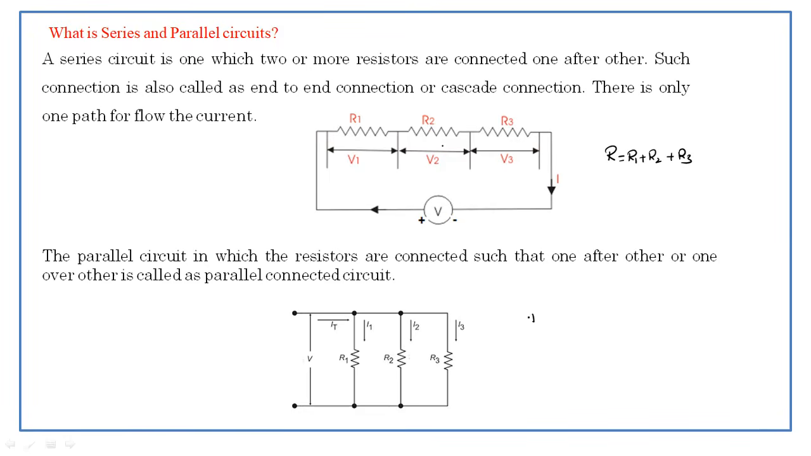According to the parallel circuit, the formula for the resistance is 1 by R is equal to 1 by R1 plus 1 by R2 plus 1 by R3. This is the formula to find the equivalent resistance when two or more resistors are connected in parallel.